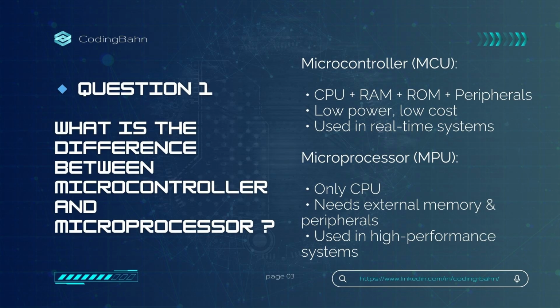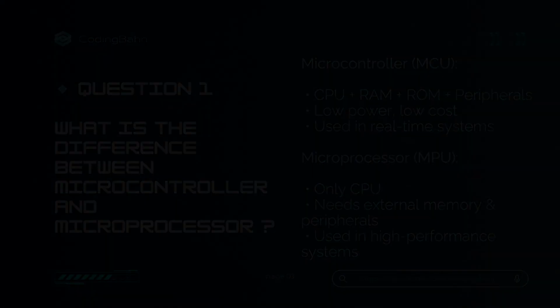Microcontrollers are low power, low cost, and mainly used in real-time embedded applications like washing machines or automotive systems. Microprocessors are powerful and used in systems like Linux boards and computers. Interview tip: always mention power, cost, and real-time usage.